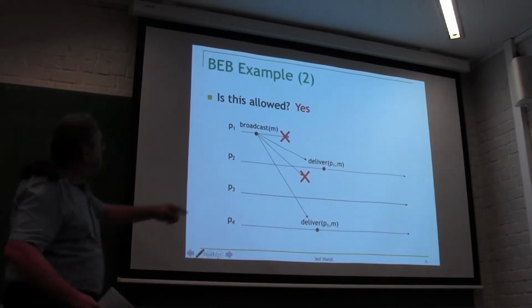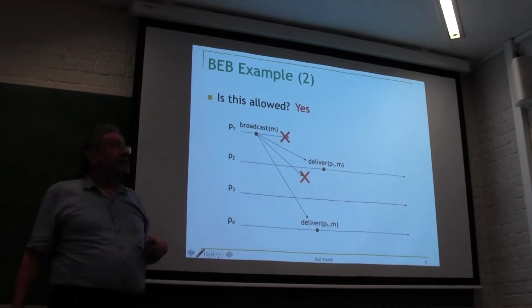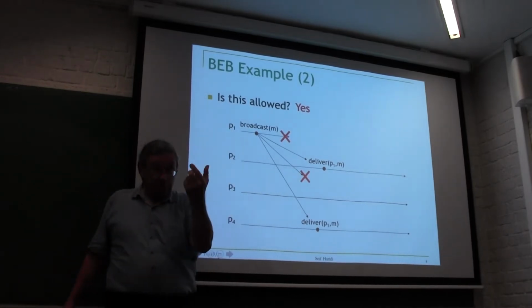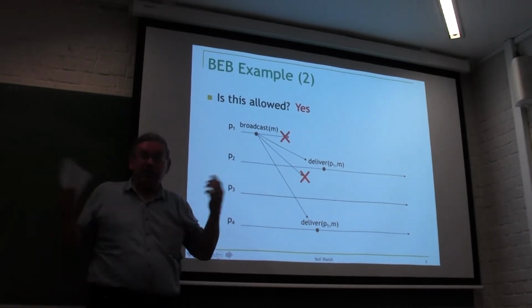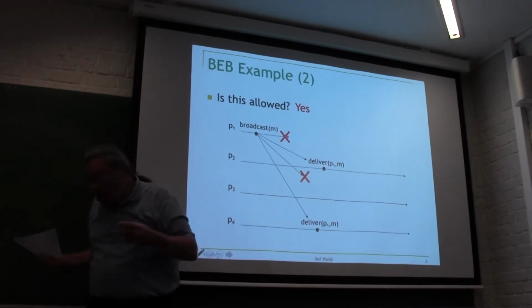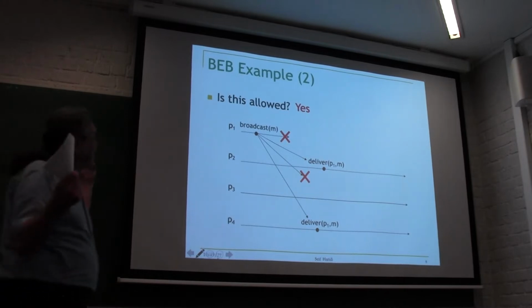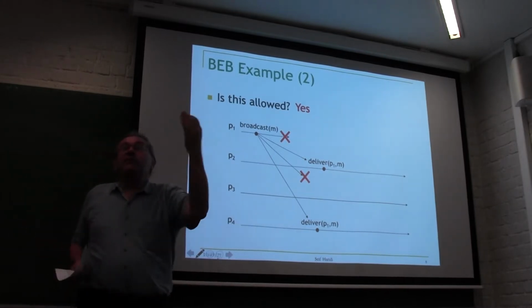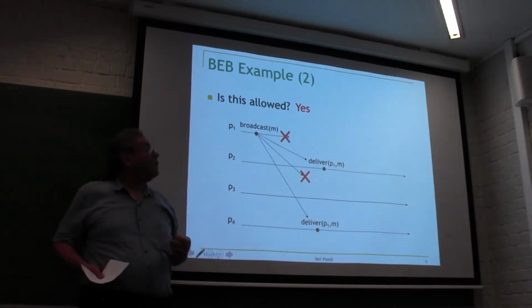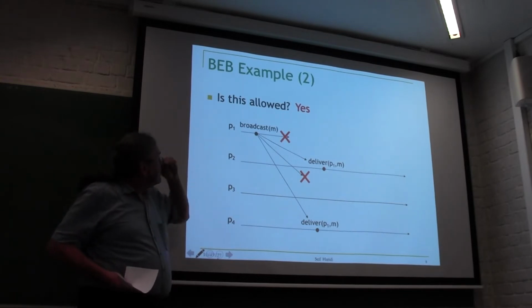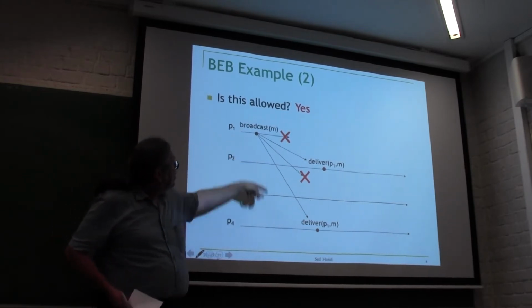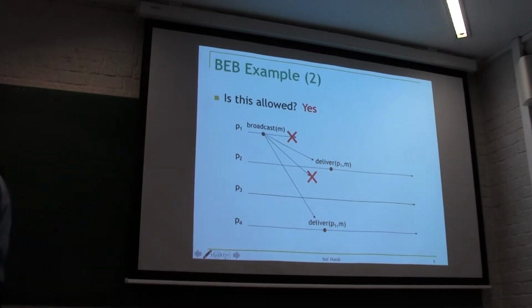So in this case, this is allowed, because P1 crashes. That means the first property is actually saying nothing. It's putting no constraint on what is allowed. So anything can happen, in fact. You can look at the other two properties, of course. But in any case, this is satisfying best effort.